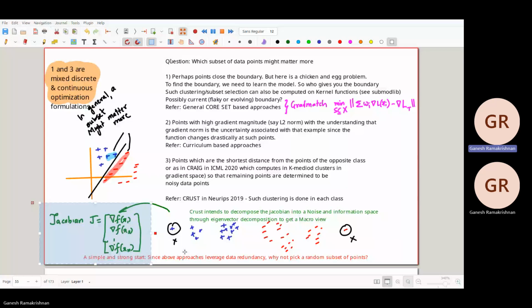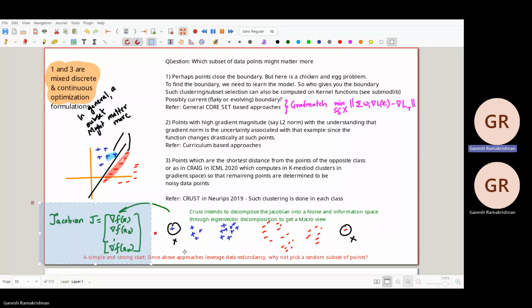It says I'm going to compute this big matrix of all the gradients and decompose this matrix. You have done matrix decomposition, right? So decompose this matrix into a signal and noise. Basically, you want the signal part. The noise is the slack part, right? So it does eigenvector decomposition, which gives a view that these are possibly noise, these are possibly signal. That's what Crust does.